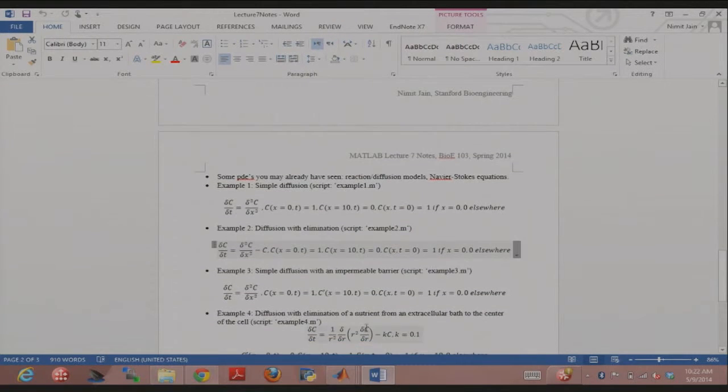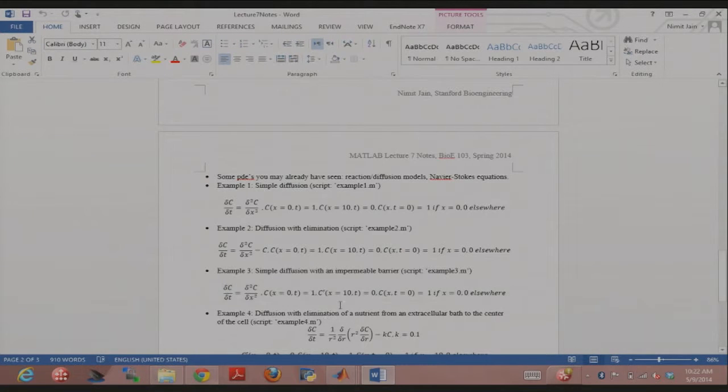Okay, let's look at another example where now I have an impermeable barrier at the end at X is equal to 10. So instead of having C at X equal to 10, my boundary condition is in terms of C prime, the derivative. So I'm saying that there's no flux happening at the boundary. That's what my boundary condition has become now.